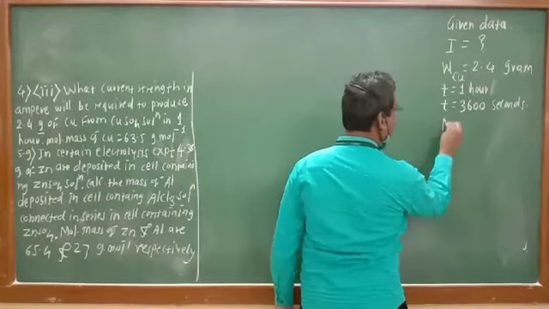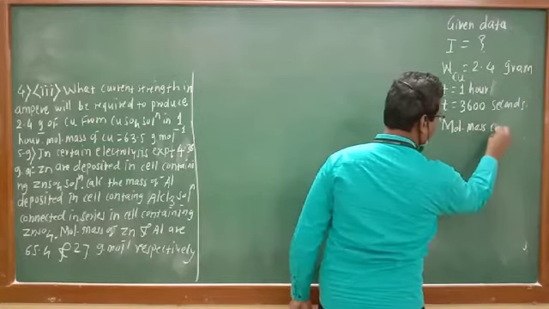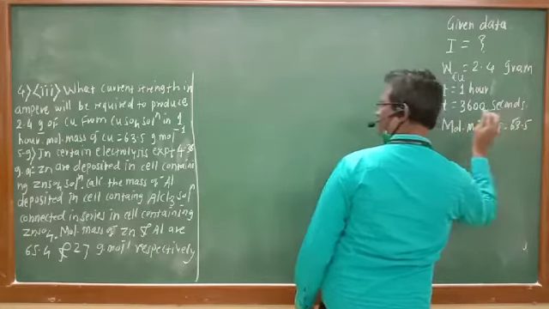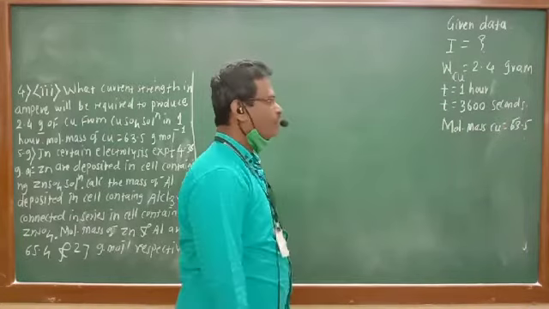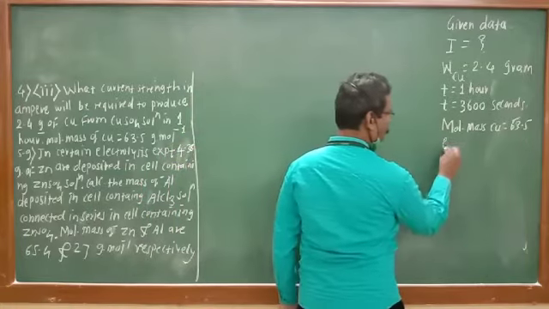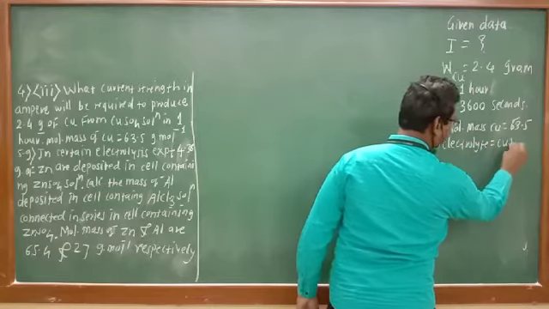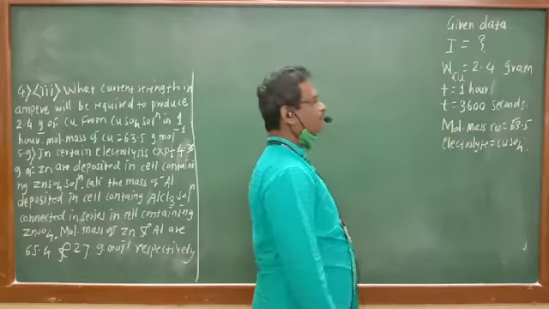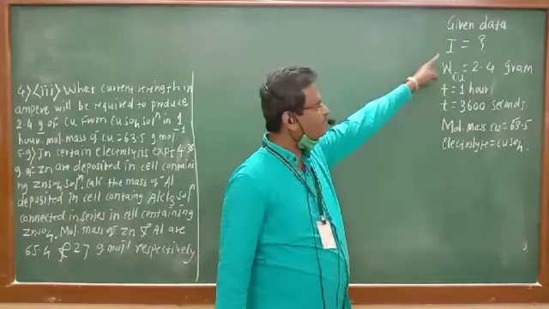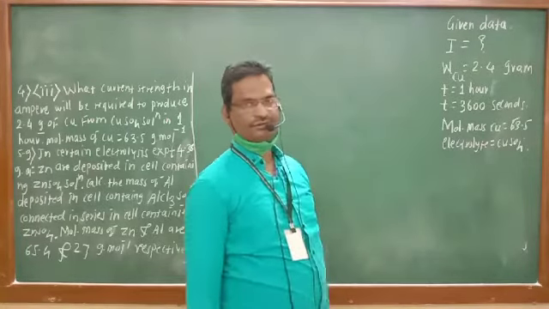Then what else have they given? They have given the molar mass of copper, that is 63.5 gram per mole. Molar mass is given. What else is given? The name of the electrolyte of copper. The electrolyte of copper is copper sulfate. So that is the data given, and we have to calculate the value of I, current strength.